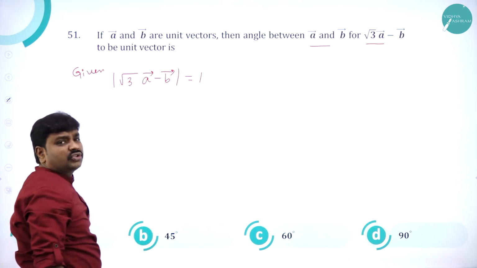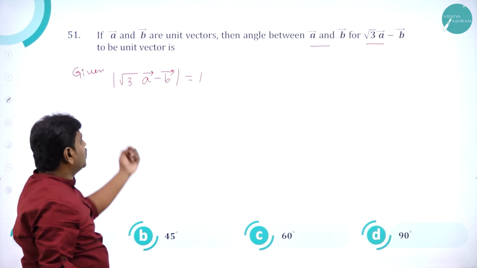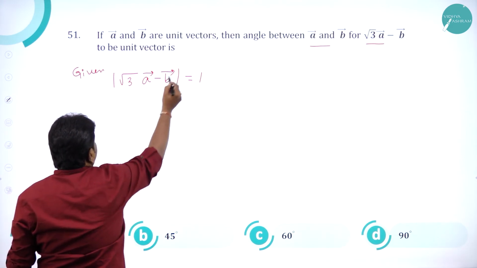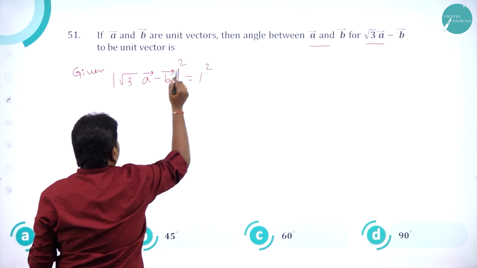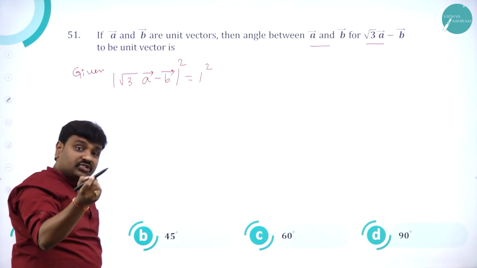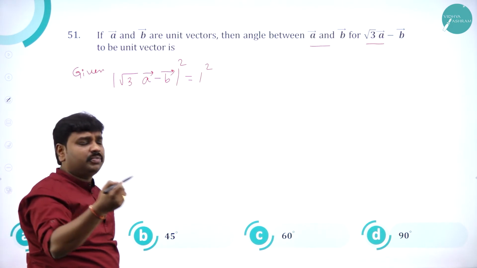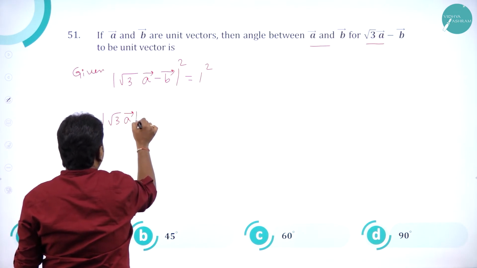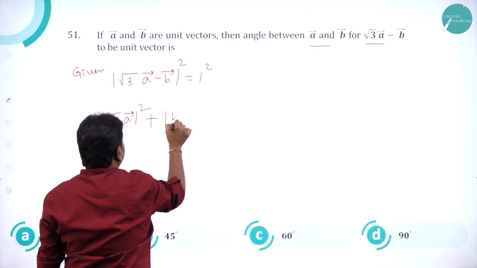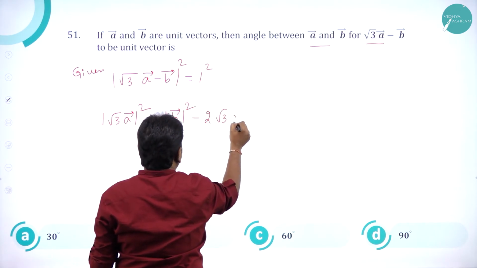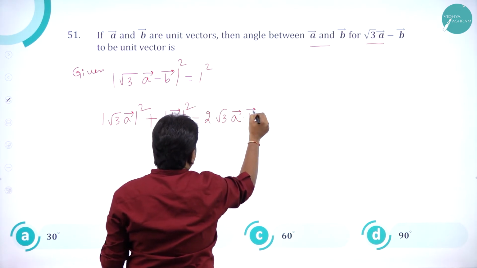What is a unit vector? Magnitude is 1. Now I will square on both sides. Simple technique. If I square on both sides, whole square is equal to whole square. So what is the magnitude of A minus B the whole square? Magnitude A square plus magnitude B square minus 2 times A dot B. So this will become magnitude of root 3 A the whole square plus magnitude B square minus 2 times root 3 A dot B is equal to what?